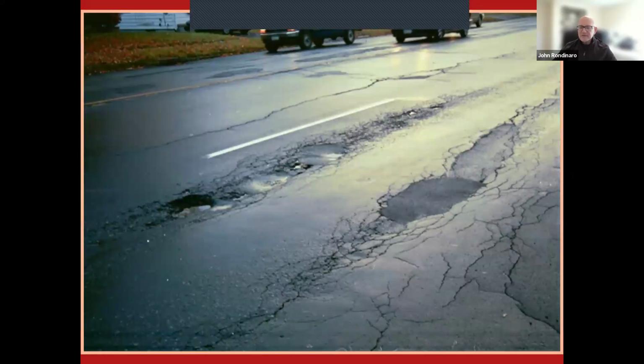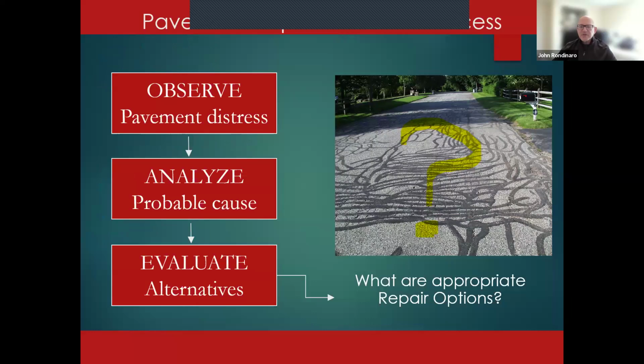Not like this. And we've got a pretty standardized process that we use to choose the repairs that are appropriate for the condition of the pavement. You've got to get out there, you've got to look at the pavement distresses, you've got to analyze the probable causes of those distresses. You're then going to look at the tools in the toolbox, evaluate your alternatives, and you're going to make a decision about what the most appropriate repair option is. And in this case, when you look at that picture, you gotta wonder what these guys were thinking.